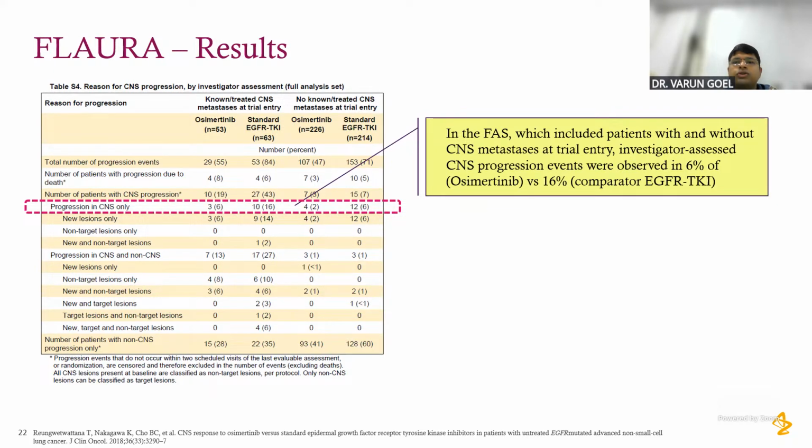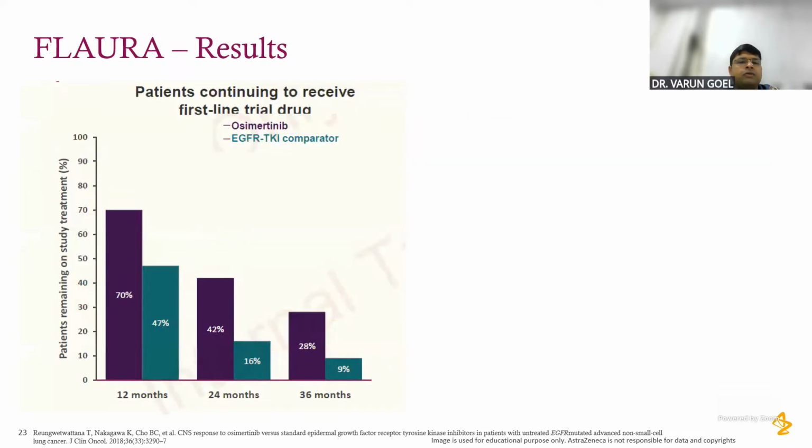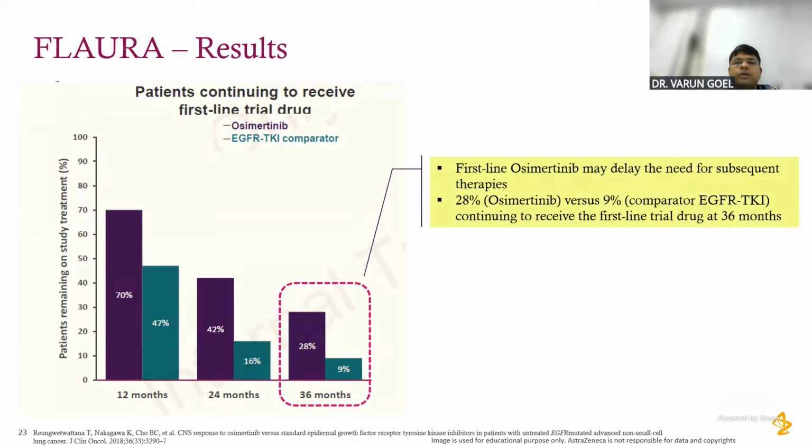In patients with or without CNS mets at trial entry, investigators assessed CNS progression events, which were observed in 6% and 16% when we compare osimertinib versus first generation TKI. First line osimertinib may delay the need for subsequent therapies, and 28% versus 9% of patients continue to receive first line trial drug even after 36 months.